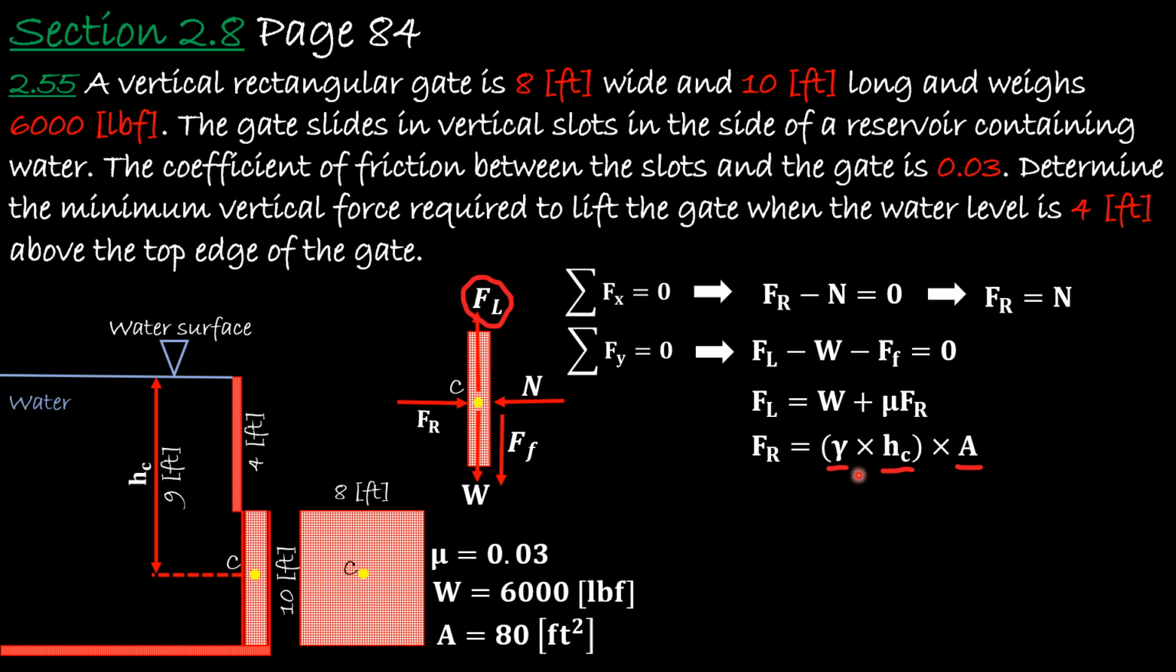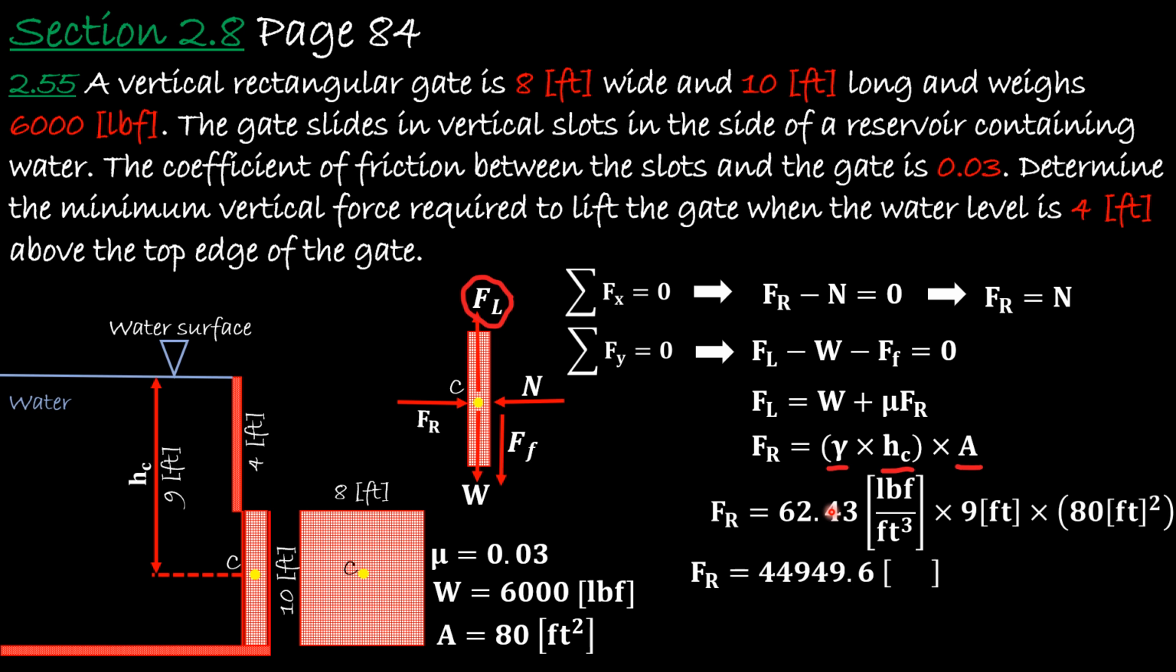Now the specific weight of water will be 62.43. This is something that you can find in property tables, and then we're gonna plug in the values that we found and the values that were given, and it will give us the magnitude of the resultant force: 44,949.6 pound force.